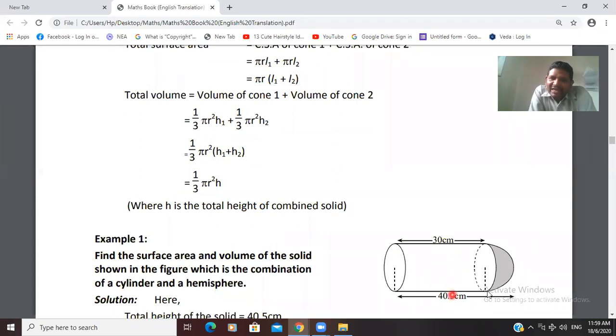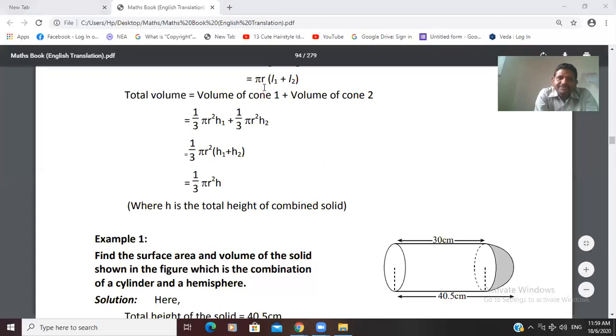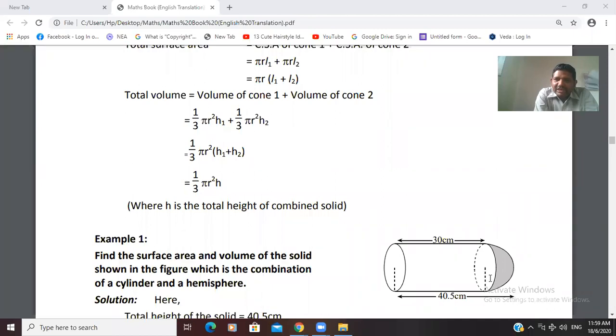And how to find r? R is not given here, but we can find it easily. Why? Because in the beginning I said the total height of this solid object is h plus r, and the height of the cylinder h is given as 30. Total height h plus r is given as 40.5. So 40.5 equals r plus h. That is, r plus 30 equals 40.5. So when we subtract, we get radius r equals 10.5 centimeter. So here you can calculate the radius by subtracting. Here r you can calculate in this way.